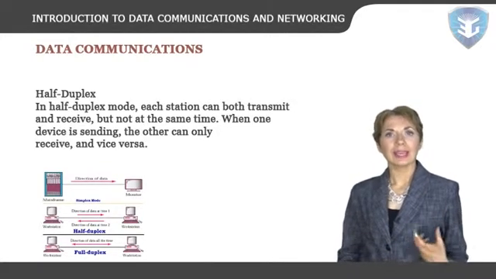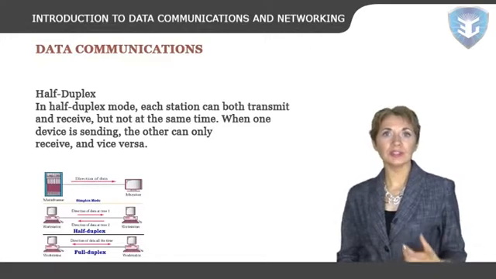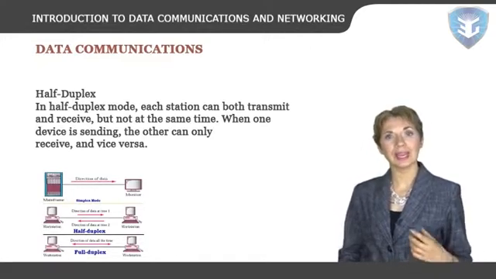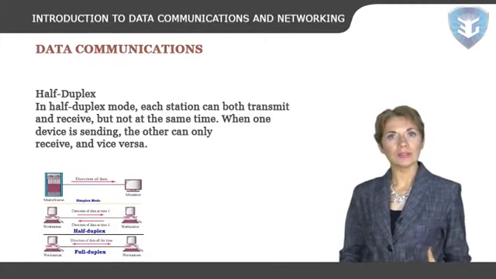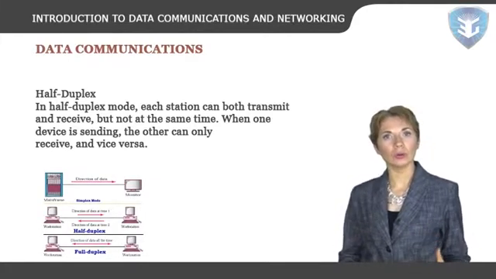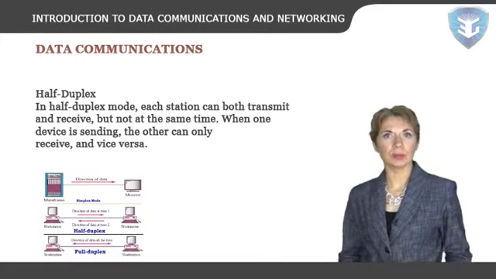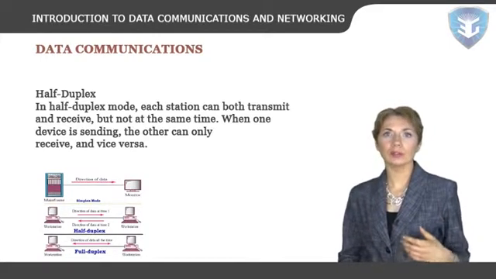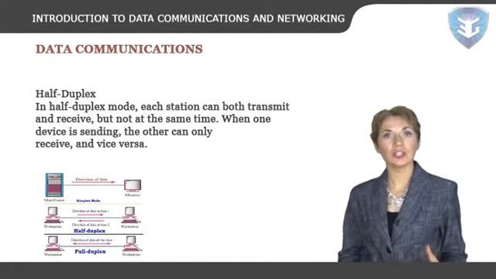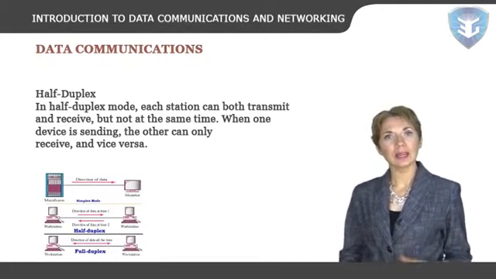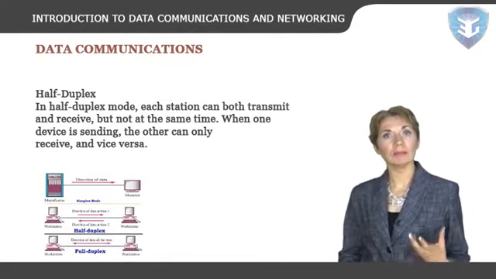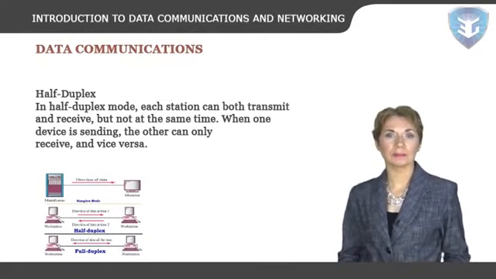Half-duplex. In half-duplex mode, each station can both transmit and receive, but not at the same time. When one device is sending, the other can only receive, and vice versa. The half-duplex mode is used in cases where there is no need for communication in both directions at the same time. The entire capacity of the channel can be utilized for each direction.